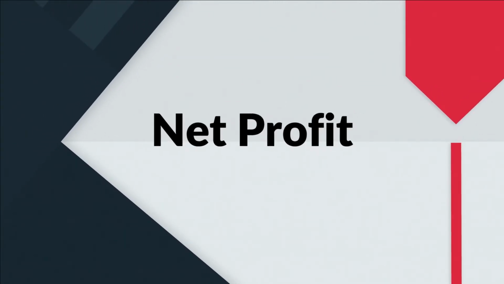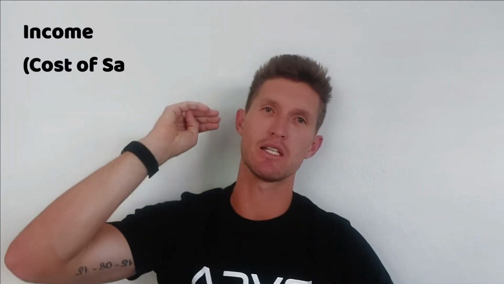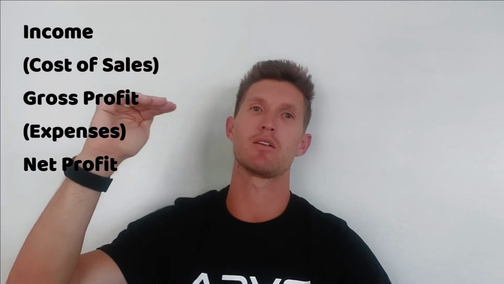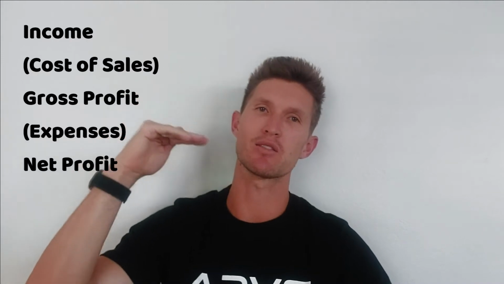Okay, so net profit. What is net profit? There's a few things that go into net profit, and it is maybe the second last line on your cash flow statement. Okay, so what is net profit? Net profit, how do we get there? So there's a few steps. I'll try and highlight them here. So what it is, it's income minus your cost of sale. Gives you your GP. You get GP, then you get expenses.